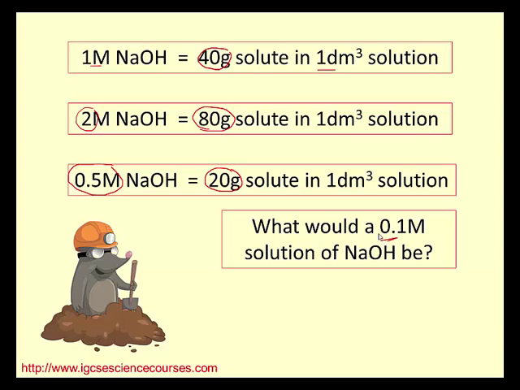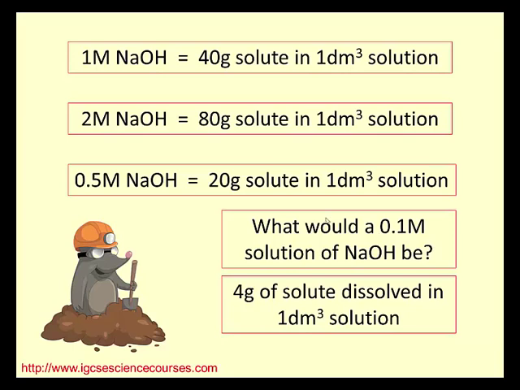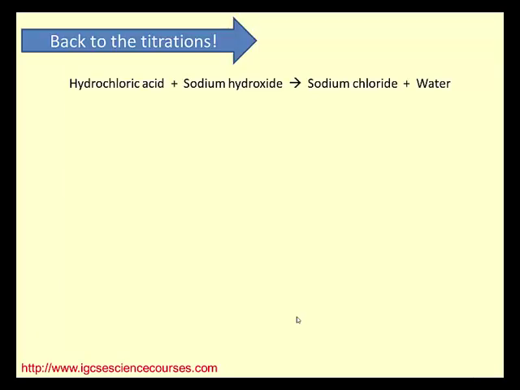So stop the video, have a think. Well, I hope you got it. The correct answer is 4 grams. If 1 molar is 40 grams, it stands to reason that 4 grams is 0.1 molar. So 0.1 is 4 because 1 is 40. That's all it is, dissolved in 1 litre of solution. Anyway, let's get back to titration.